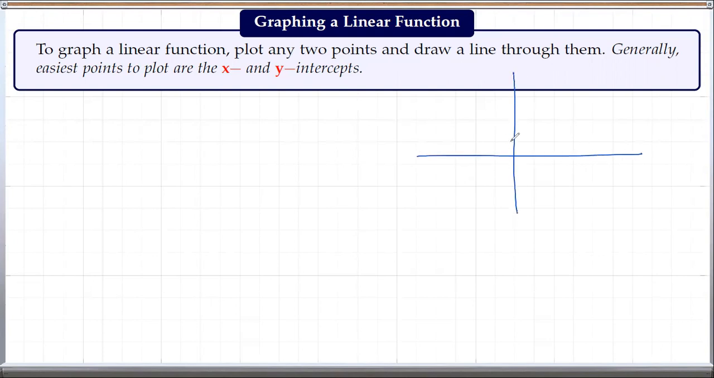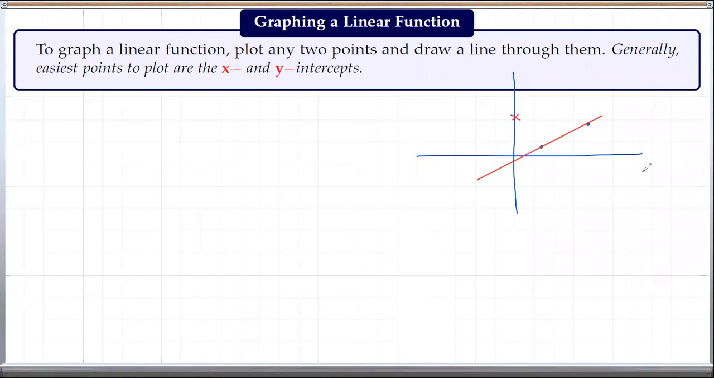So to graph a linear function, if you can find any 2 points like these two, then the graph will simply go through those 2 points. Then the graph will look like this. And like it says here, the easiest points to find are x and y intercepts.